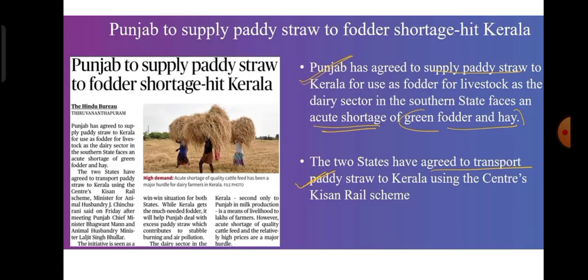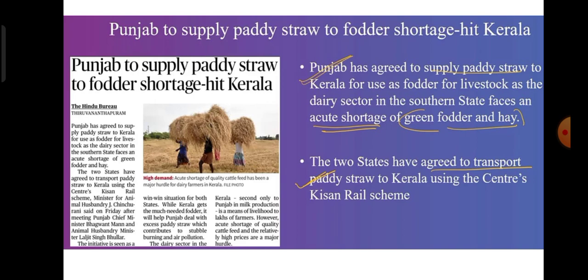Our last topic of discussion is: Punjab to supply paddy straw to fodder shortage-hit Kerala. As you know, at the beginning of every winter season there is havoc, a big problem in Delhi and the NCR region about environmental pollution.